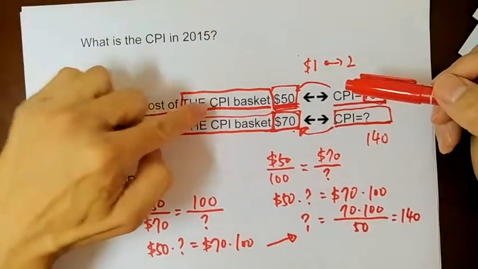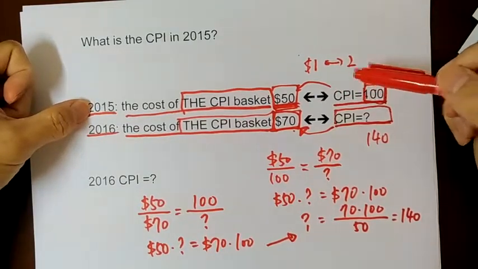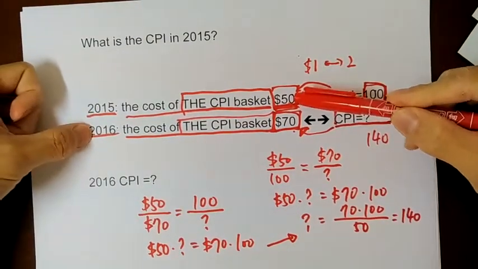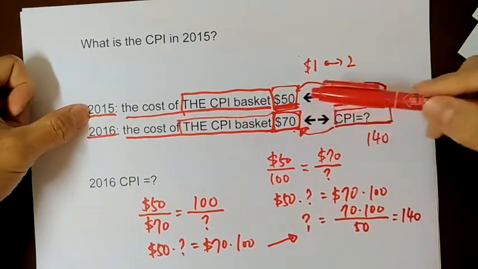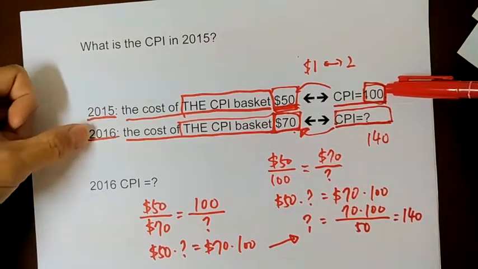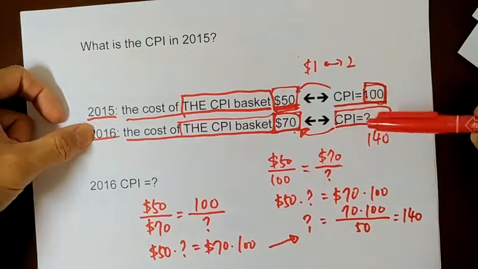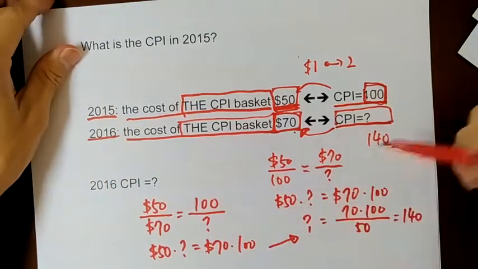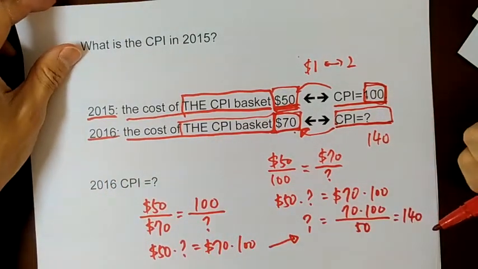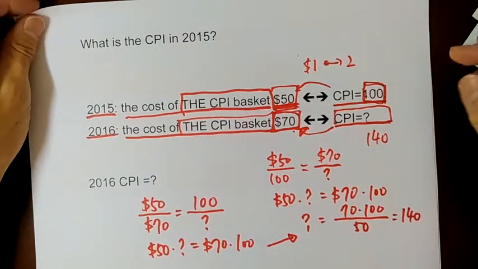Therefore, to buy exactly the same basket of goods and services, in 2015 you have to spend $50. In 2016, you have to spend $70. Or in 2015, you have to spend 100 chips. In 2016, you have to spend 140 chips. So clearly, this basket of goods is more expensive in 2016 than in 2015. How much more expensive? Well, that is the inflation rate, right? That's the inflation rate that we learned in chapter 4.